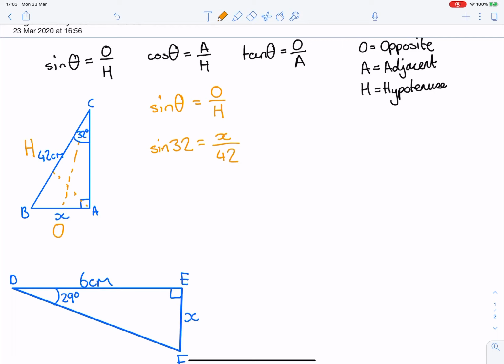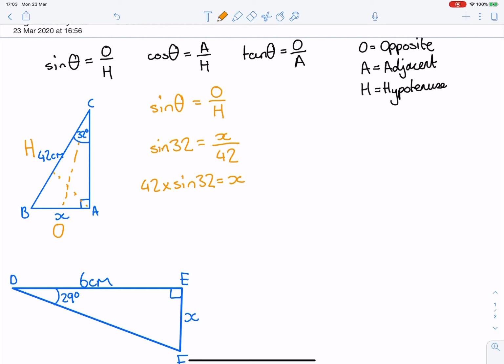We now just need to solve this, and to solve this, it's a bit of algebra. I know some of you do this in different ways, but the 42 becomes a times on the other side. So 42 goes over the equal sign. If you've got a divide, it goes over the border and it changes to a times. The way that we've done it is if you times both sides by 42, the 42s would then cancel out. Either way, you end up with 42 times sine 32 equals x.